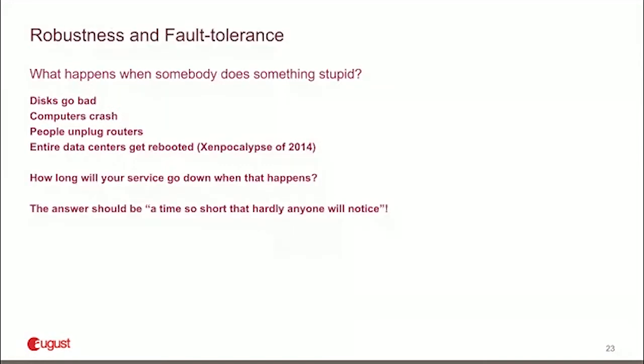So for robustness and fault tolerance, disks fail, computers crash, people unplug routers. In 2014, there was something called the Zenpocalypse, where both Amazon and Rackspace had to reboot every single one of their computers because of basically a privilege escalation hack. It's called a VM escape. So you can escape from one virtual machine into another virtual machine. The question is, how long will your service go down when something like that happens? The answer needs to be that it will go down for such a short period of time that people generally won't notice that it happened.